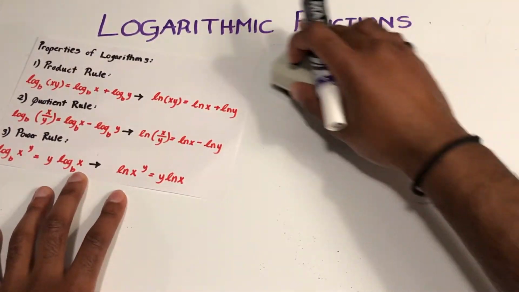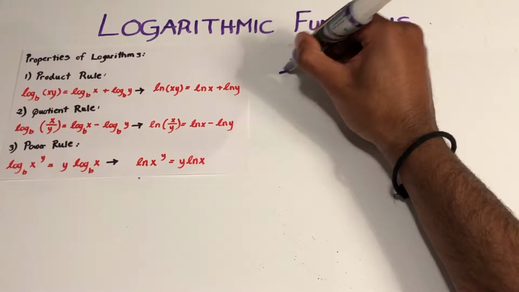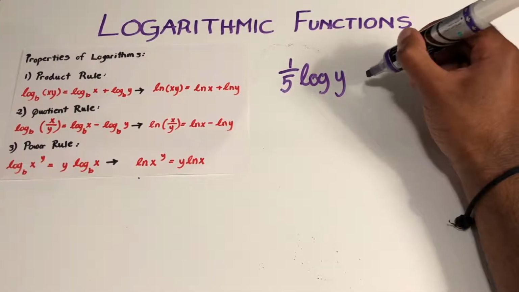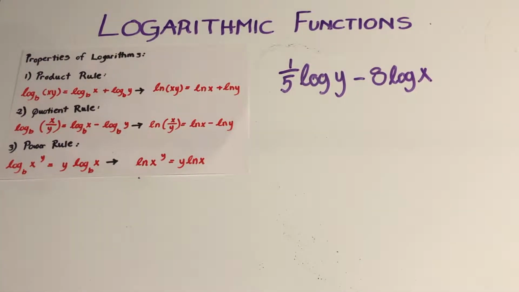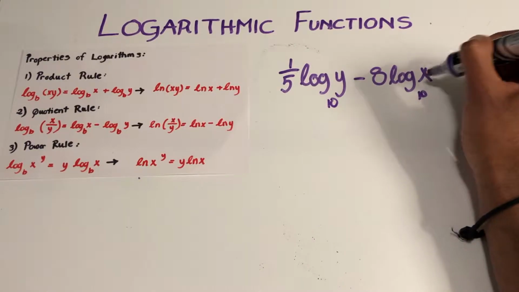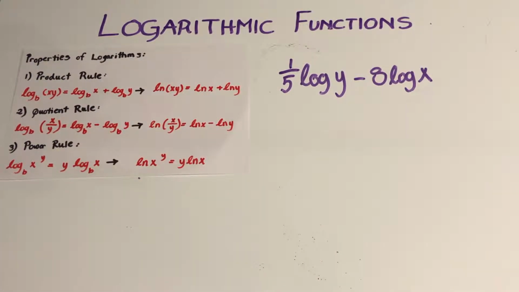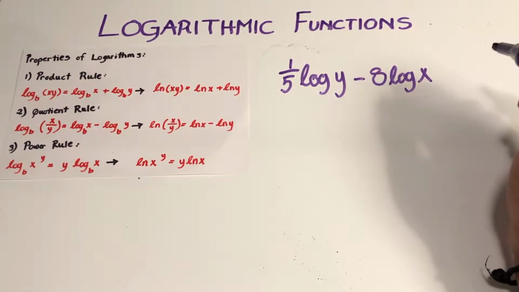Now let me do this last example. We have 1/5 log y, no base this time, minus 8 times log of x. Just because there's no base, this shouldn't scare you. Notice before I said if there's no base, you can always assume that there is a 10 here and a 10 there. That's not really written, but it doesn't make a difference if it's written or not. However, if they do write a number that is not 10, you do need to pay attention to that number. So we have 1/5 times log of y minus 8 times log of x.